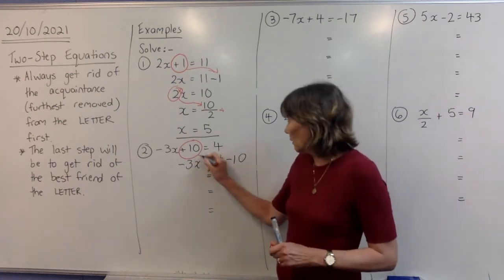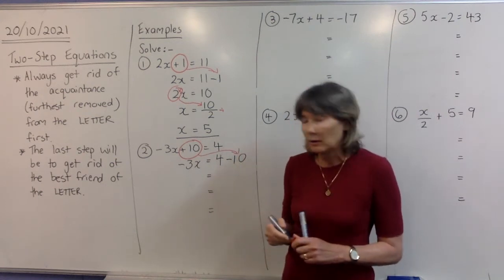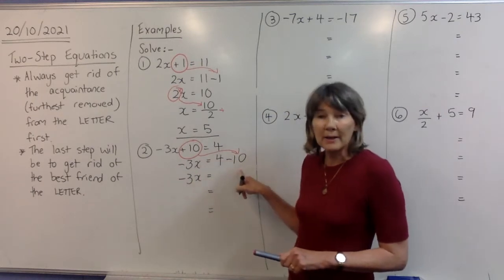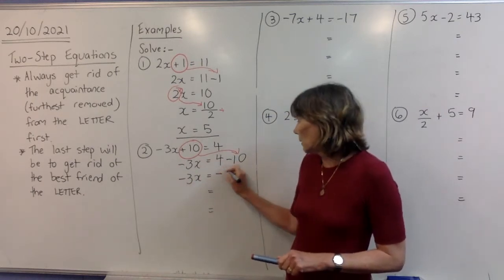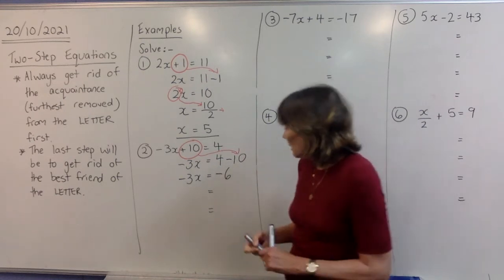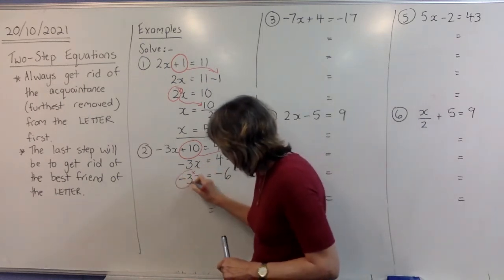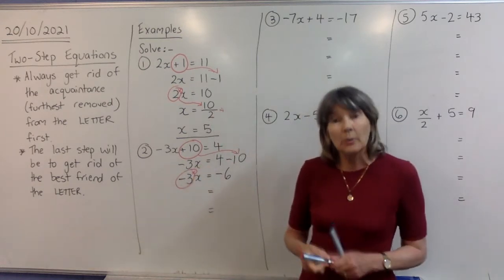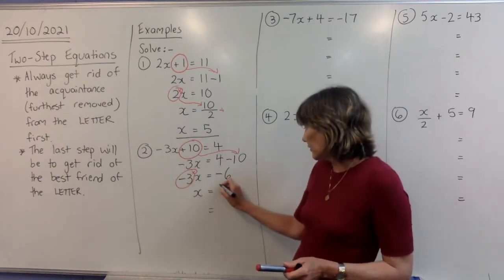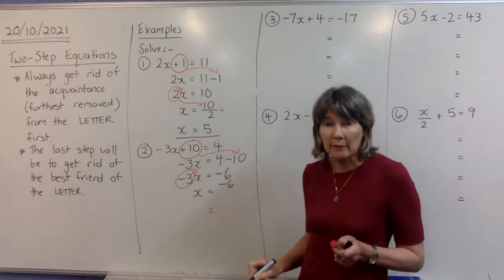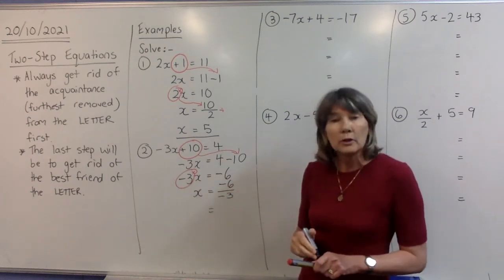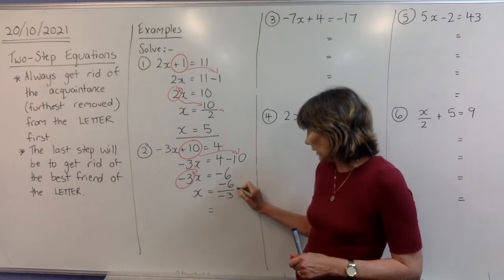So we're doing the opposite when we come over to the other side. Now we're going to copy down the minus 3x, work out 4 minus 10 on your calculator. That will give you minus 6. And now we're up to getting rid of your best friend. Your best friend is times minus 3. We're getting rid of that, so we're going to divide by minus 3. So we're left with x by itself on the left-hand side. On the right, we have minus 6. And now we're going to be dividing by minus 3, doing the opposite of times minus 3.